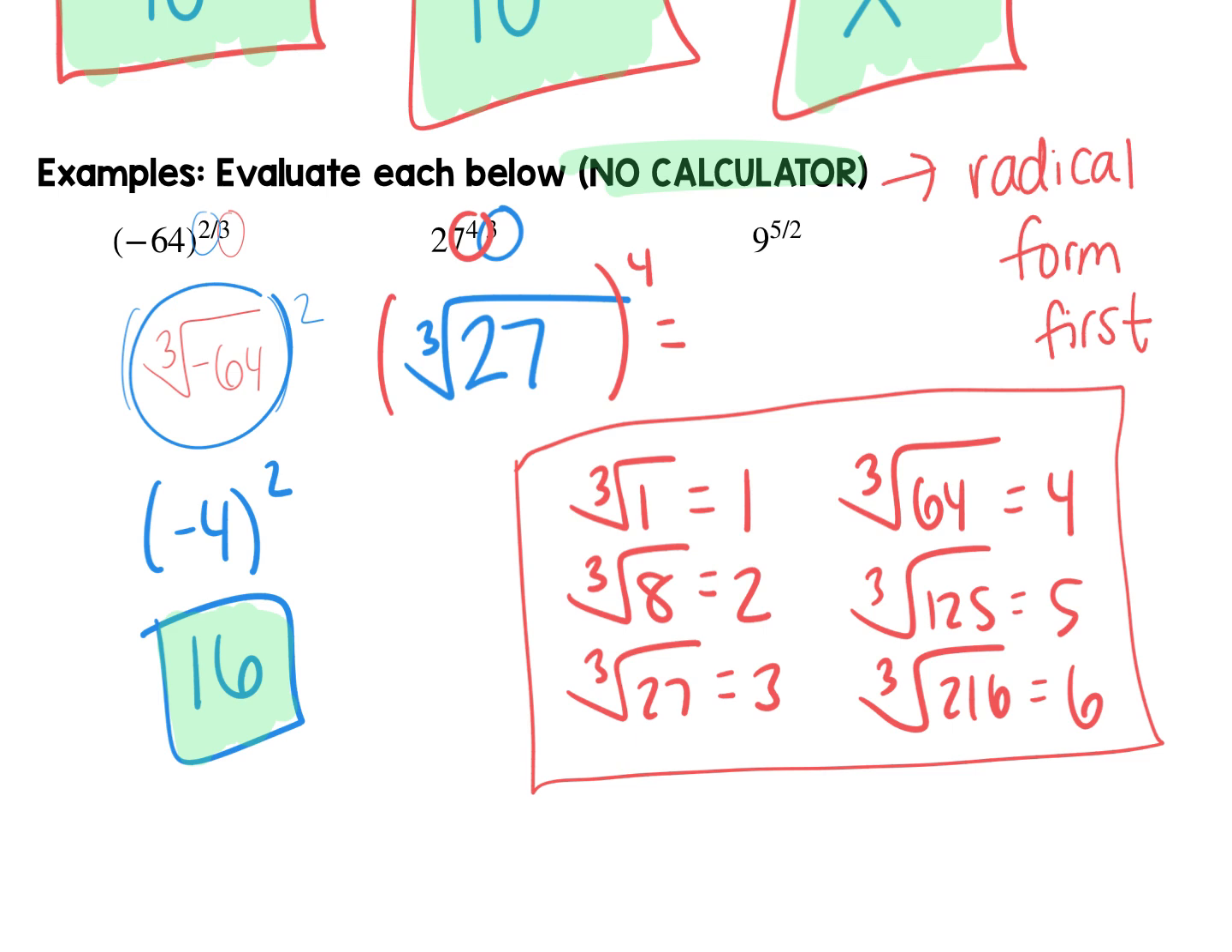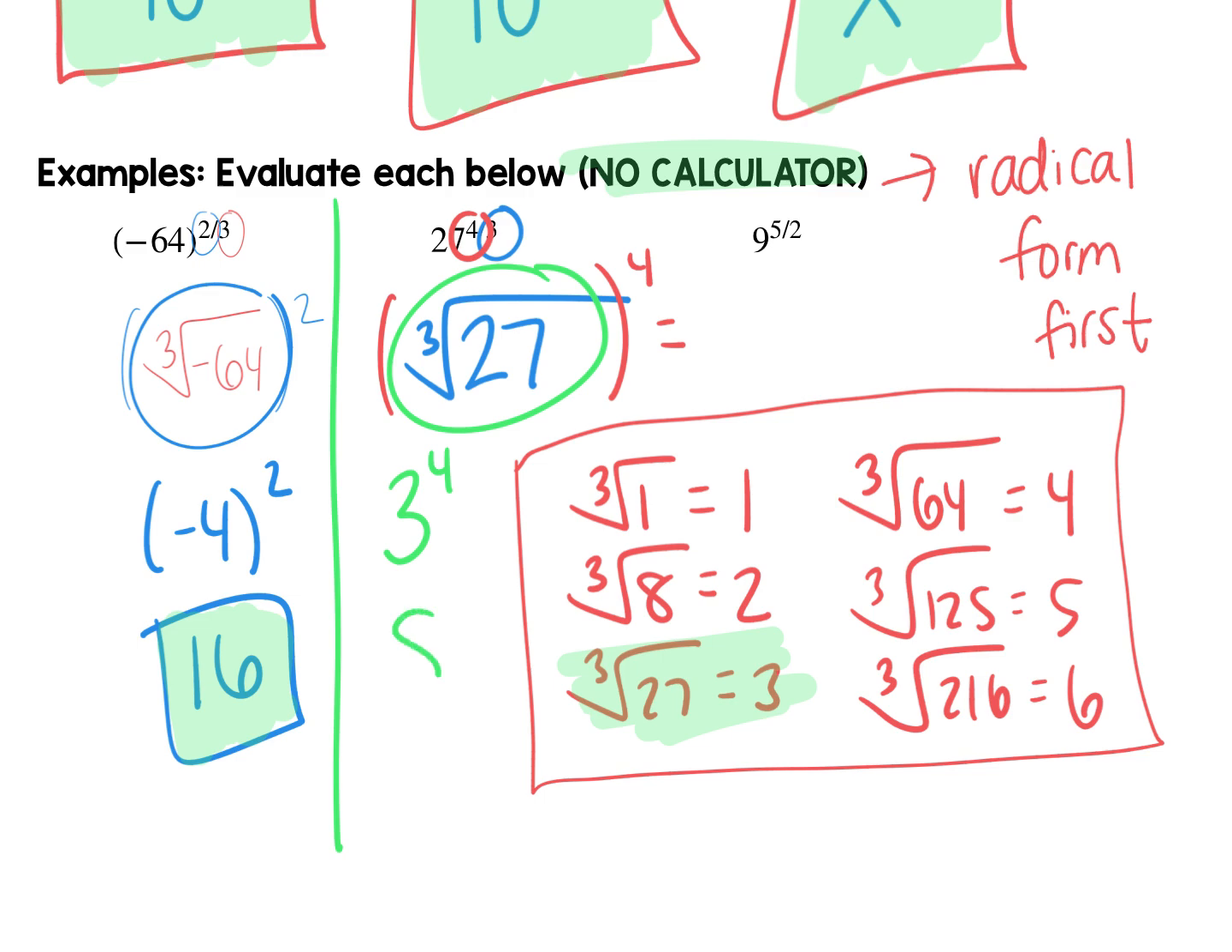So the 3rd root of 27 is right here. So it's 3. So this is going to change to a 3. So we have 3 to the power of 4. 3 to the power of 4 is 81. So 3 times 3 times 3 times 3 is the same as 9 times 9. So that's going to be 81.